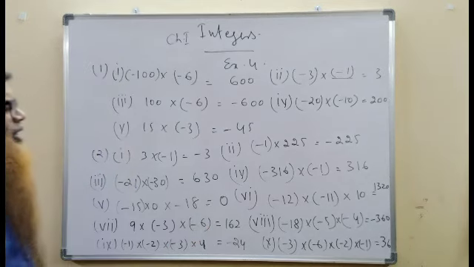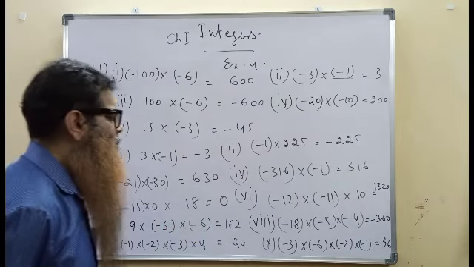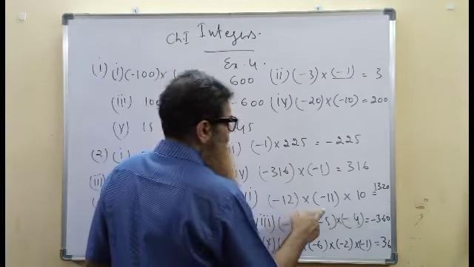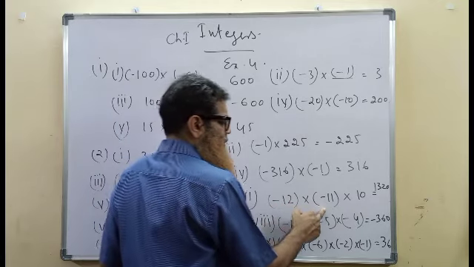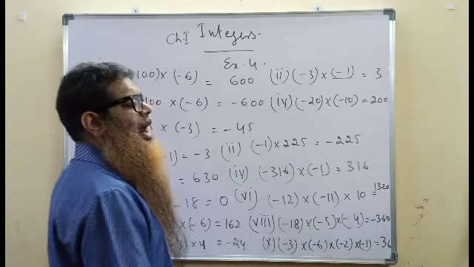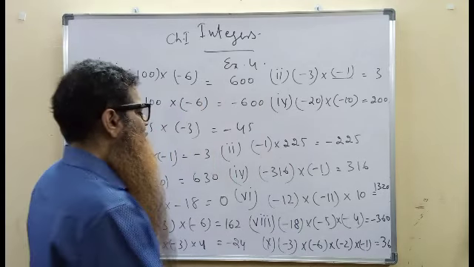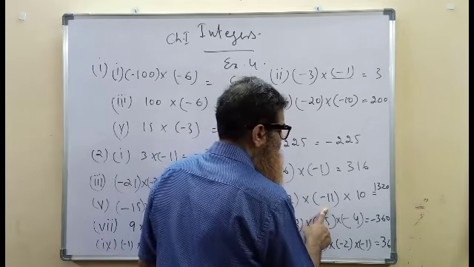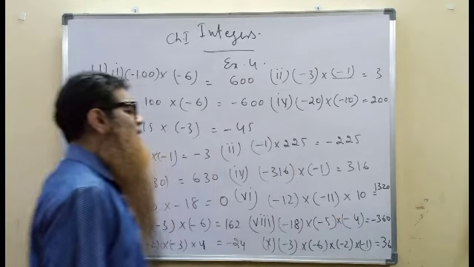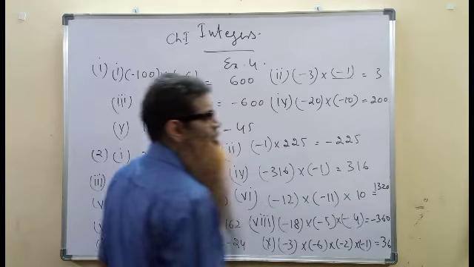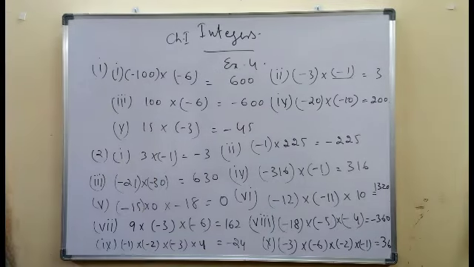In the sixth bit, we have three integers where two are negative integers and one is a positive integer. When two negative integers are multiplied with each other, we get a positive integer. The result is then multiplied with another positive integer. So the ultimate result will be a positive integer. Minus 12 into minus 11 is 132. 132 into 10 is 1320. If you remember, if we multiply anything with 10, we get a 0 on the right side. 132 multiplied by 10, we get 1320.